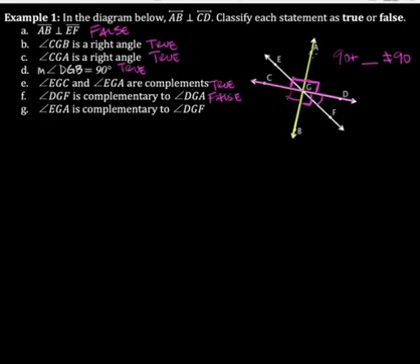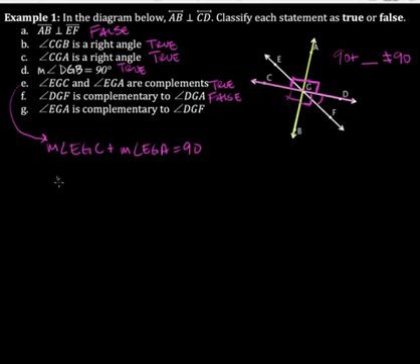How about angle EGA and DGF? Are those complementary? Aha, so this one's kind of a tricky one, right? Is angle EGA complementary to angle DGF? Well, I know that the measure of angle EGC plus the measure of angle EGA is going to be 90 based on what I've said here in statement E, all right? That means that this has to be true.